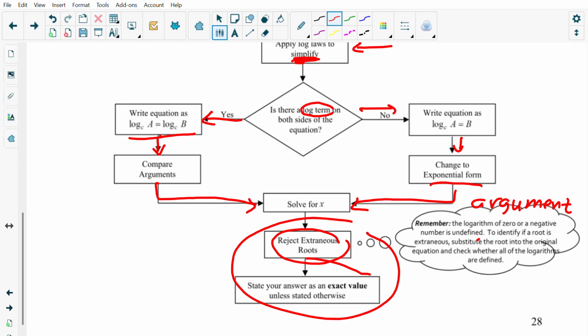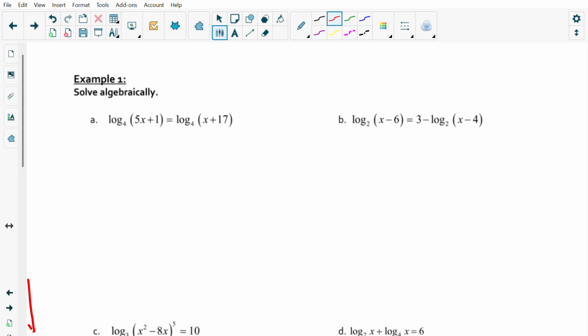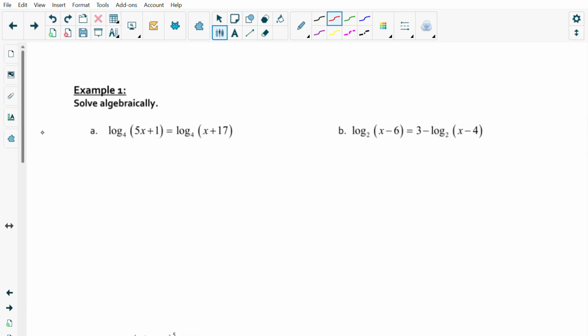Let's get into some examples. I have log base 4 of 5x plus 1 equals log base 4 of x plus 17. Let's check for restrictions. The argument needs to be greater than 0, so x is greater than negative 17. The other restriction, 5x plus 1 must be greater than 0. x must be greater than negative 1/5. Okay, so those are our restrictions.